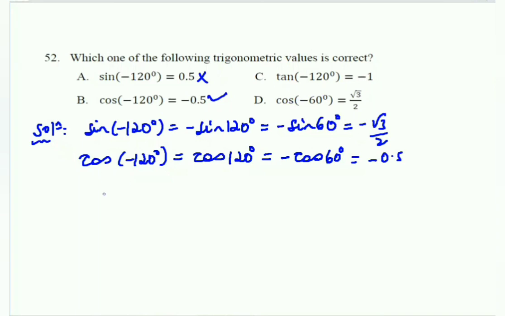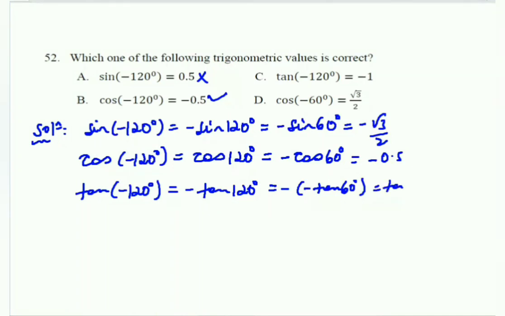Let's check for C. Tan of negative 120 degrees is exactly the same as the negative of tan 120 degrees, but tan 120 degrees is the negative of tan 60 degrees, which is equivalent to tan 60 degrees. Therefore, this is radical 3. It's a positive value, so tan of negative 120 degrees cannot be negative.